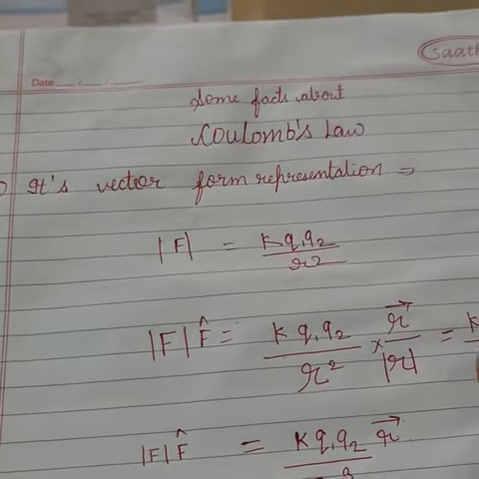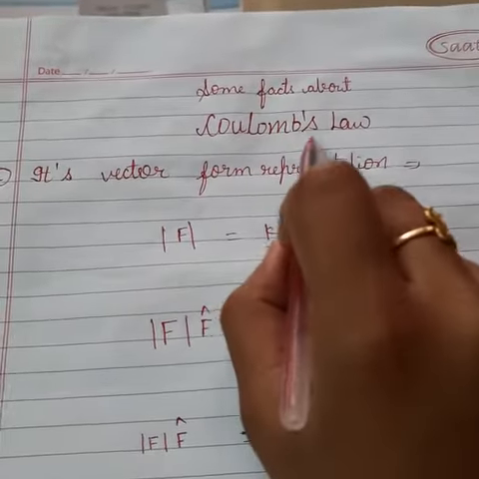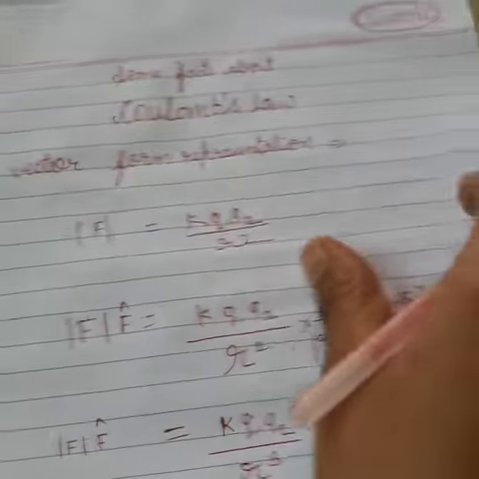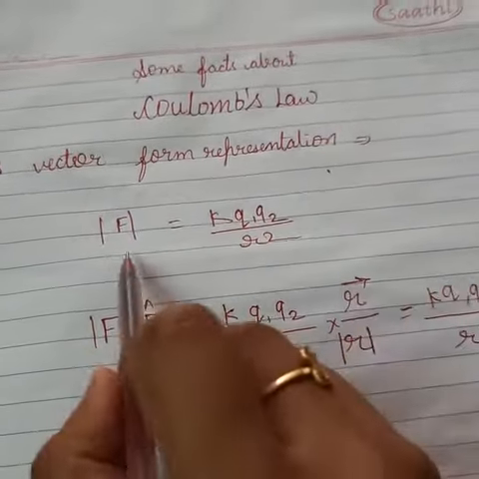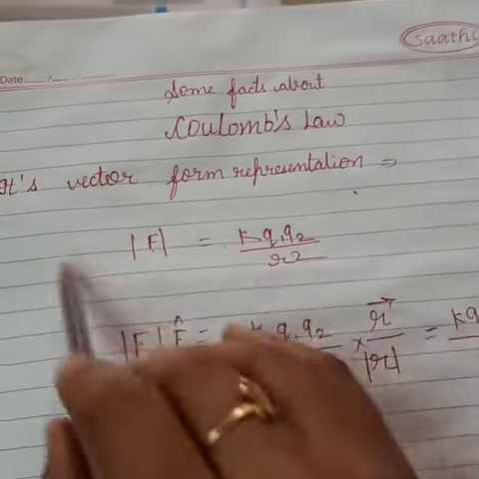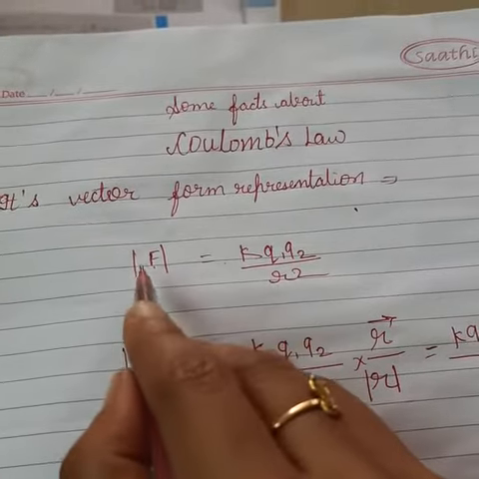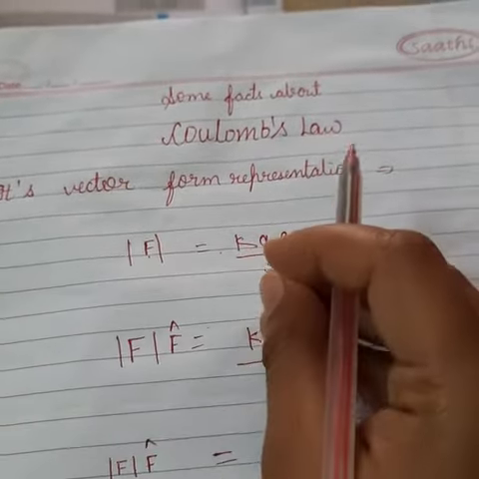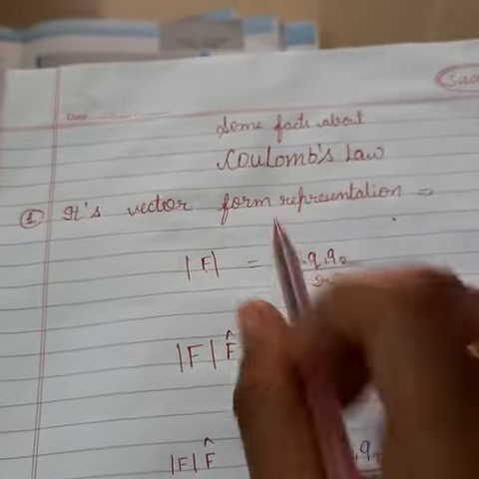हेलो फ्रेंड्स, चलो हम कूलम्ब्स लॉ के बारे में और डिस्कस करते हैं। अभी हमने जो पहले देखा था F इज इक्वल टू के Q1 Q2 अपॉन आर स्क्वेयर, ये एक स्केलर it was the representation of only magnitude part of the Coulomb's law.